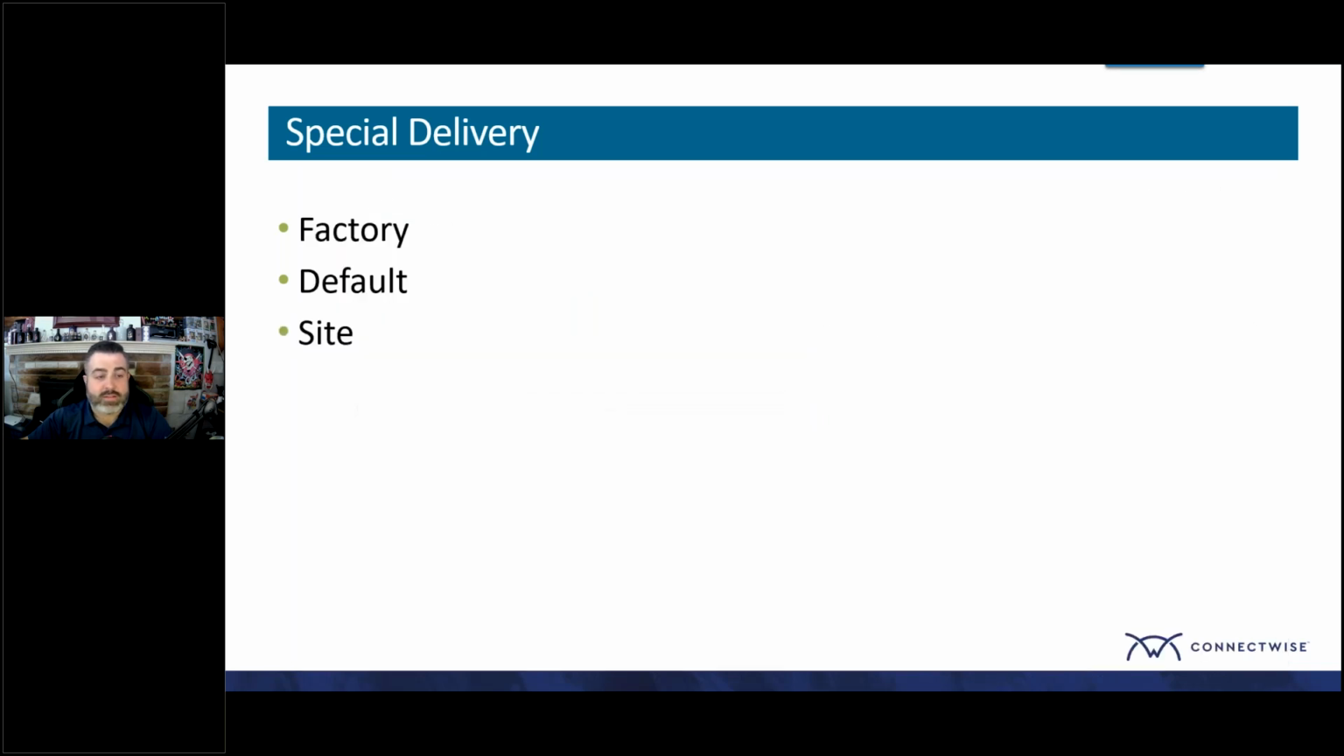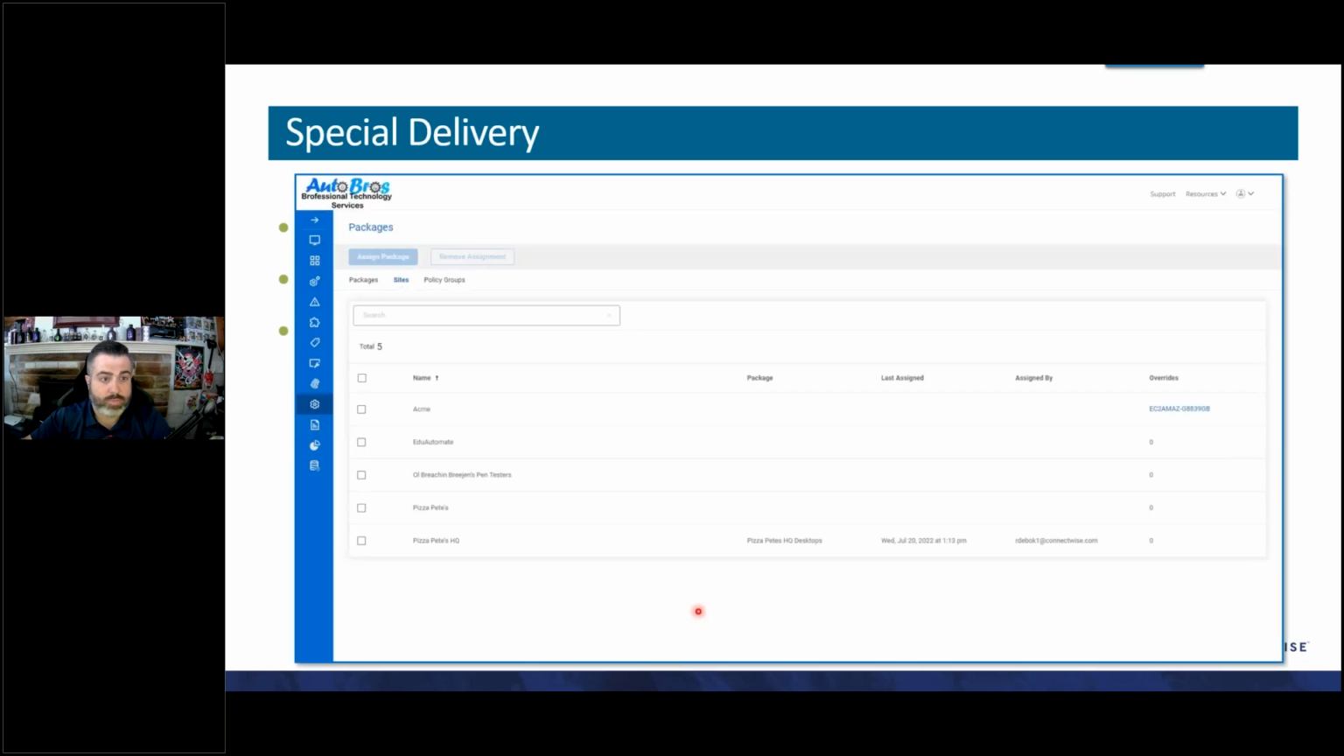The next level on that is site. This is where you also have an option to deliver the package at the site level, and this would pertain to our particular business case that we're working through here. So in this case, when I'm on the packages page, I can click the sites tab or sites button right here, and here we have the different sites listed for our endpoints. You can see over on the right if there is any overrides, and if there's currently any package delivered on the site level and who it's assigned by.